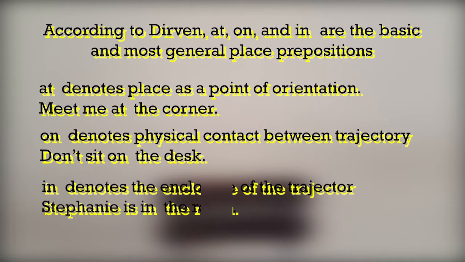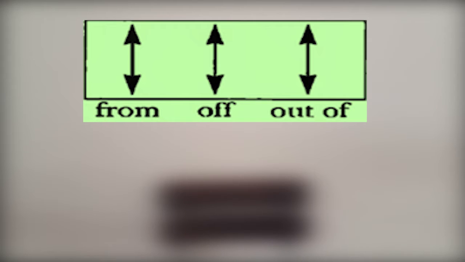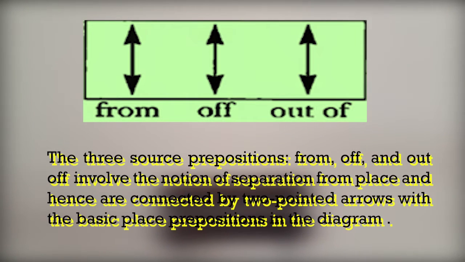Next, preposition in denotes the enclosure of the trajectory and the landmark. For example, Stephanie is in the room. On the bottom part of the illustration, we have the three source prepositions: from, of, and out of. They involve the notion of separation from place and hence are connected by two pointed arrows with the basic place preposition in the illustration.